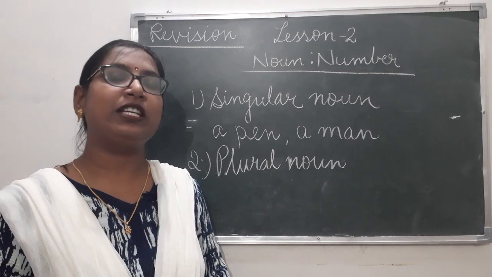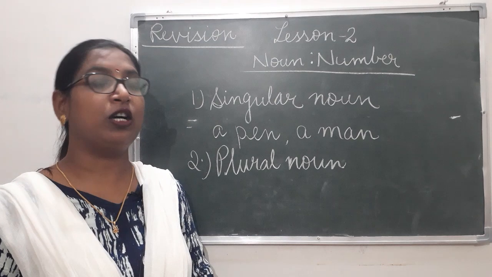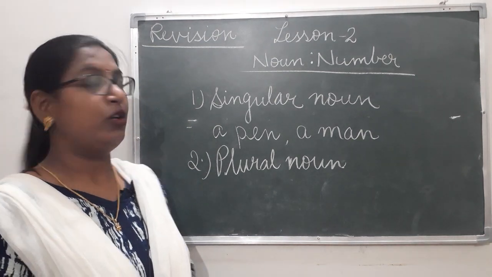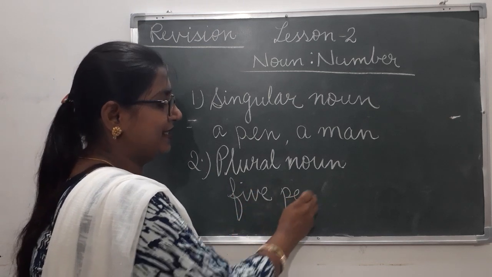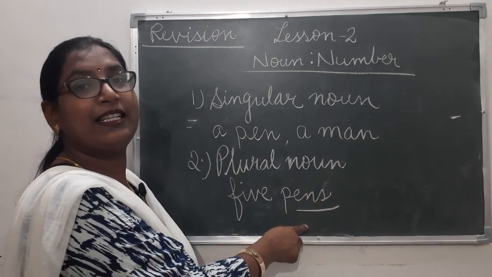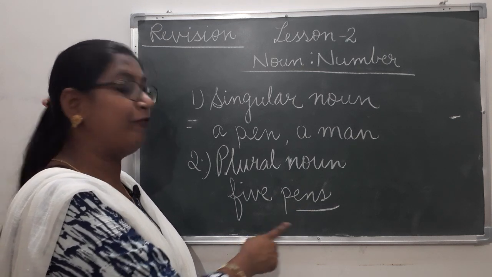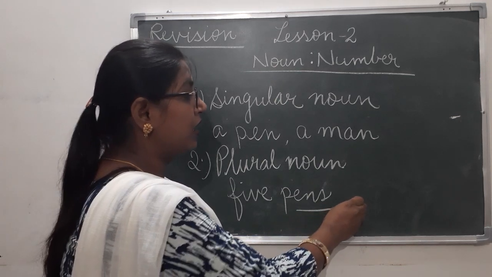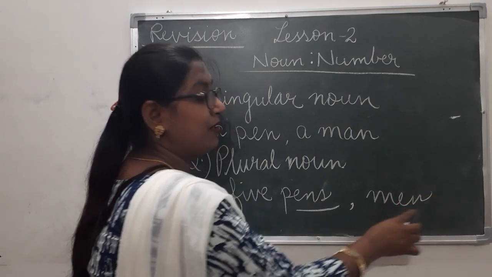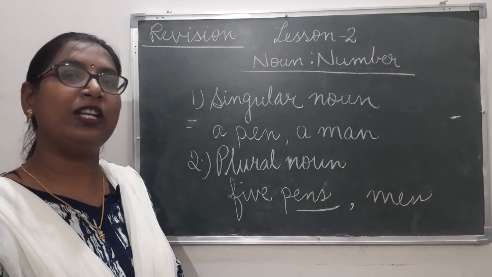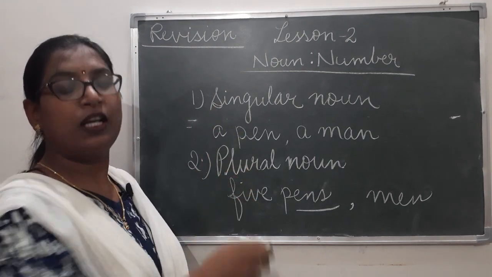A noun which indicates more than one person or thing is called a plural noun. For example, 5 pens. Here pens is indicating more than one thing, 5 pens. A man is singular, its plural will be men, means more than one man. So this is singular and this is plural nouns.